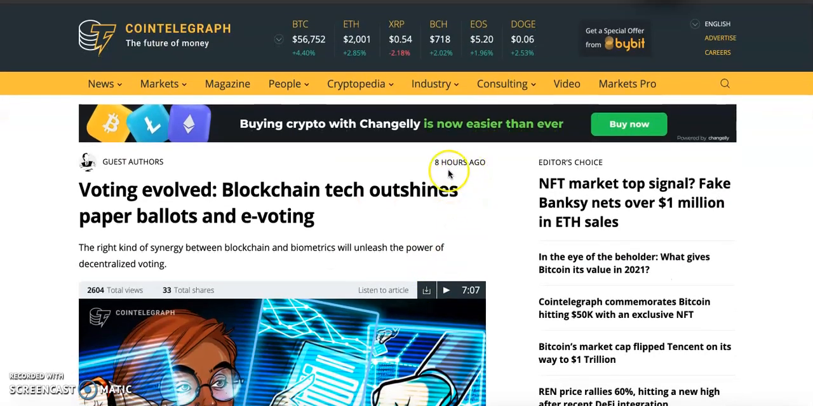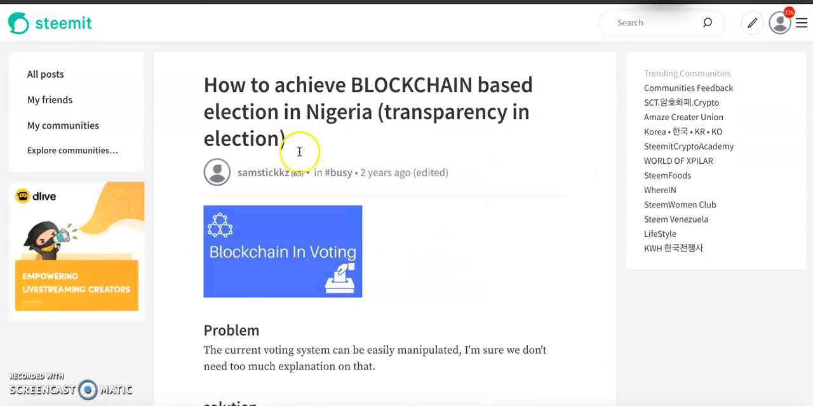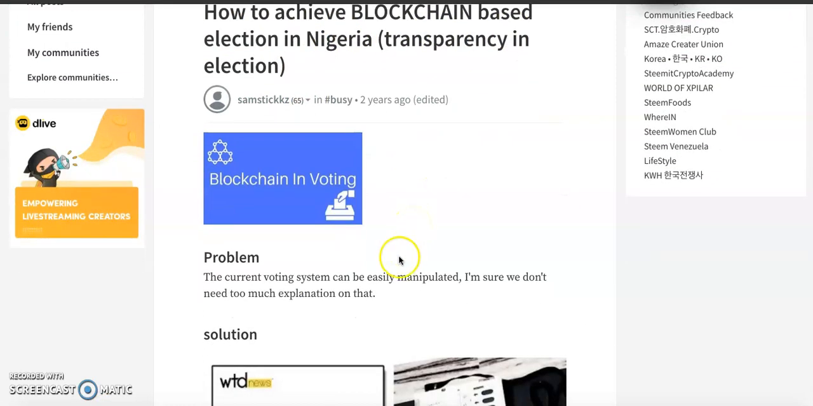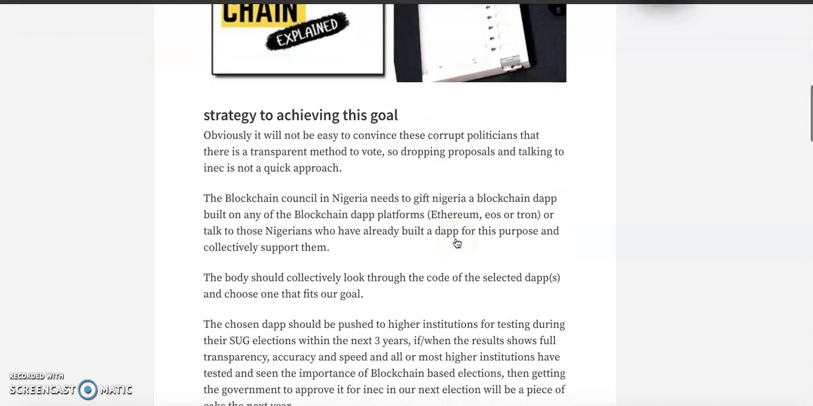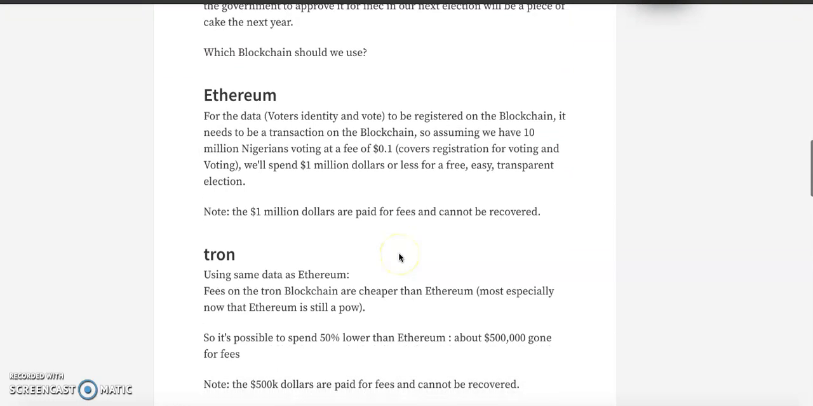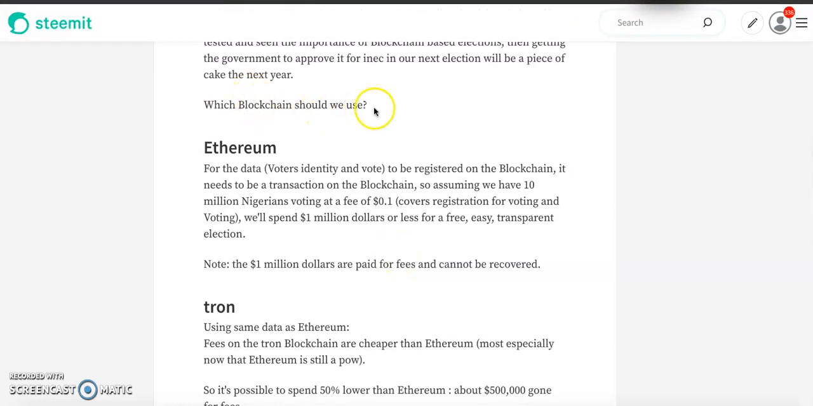Yeah, thanks. 8 hours ago. So 2 years ago, I wrote an article, how to achieve blockchain-based election in Nigeria, of course, using Africa as a benchmark. And the problem, the current voting system, well, we all know the problem. And I gave out strategy, and which blockchain should we use? Unlike Cointelegraph that is hiding the truth, I went out there and gave out the proof.